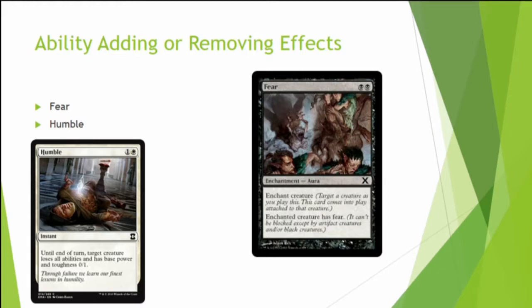Okay, ability adding or removing effects. Now, if you'll note, Humble actually hits in multiple layers, so I used it to emphasize that piece. While it does remove abilities from a creature, it also makes it a 0/1. So it hits in 2 different layers, so sometimes stuff's not just going to affect a single layer, whereas Fear just adds that ability of Fear. But those are the type of abilities. I mean, anything can be added: flying, first strike, whatever.